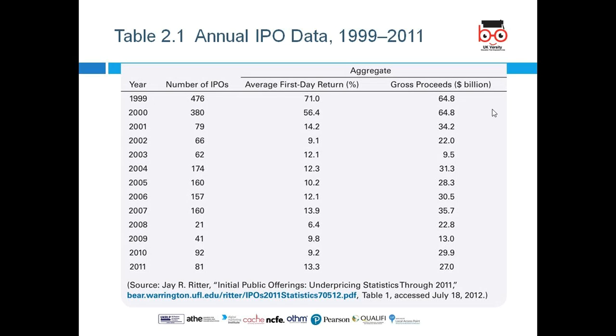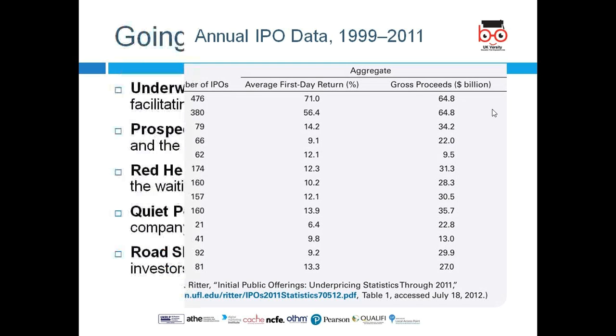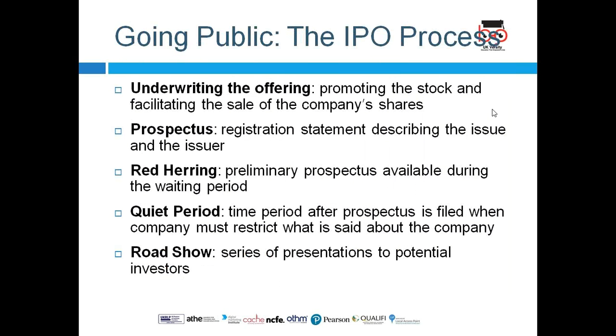So next, this is the example. Yes, we can look around number of IPOs, average first day return percentage, gross proceeds, how many millions we have. So that's the data we can look around in the stock exchange: going public, underwriting the offering, promoting the stock prospects. Registration statement describing the issues and the issuer, and then of course we can decide nominal values. What will be values if you're selling more than that? That is a premium, share premium.